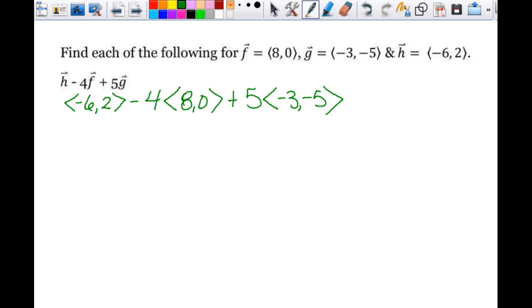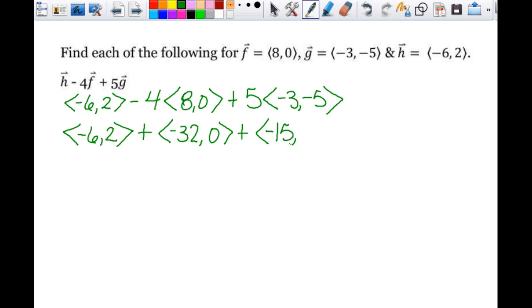So I'm really just going to be adding and subtracting, but before I do that, I have to multiply first, right? So I'm just going to rewrite this -6, 2. Instead of leaving this as minus, I'm going to make this plus and distribute the -4, right? So what's -4 times 8? -32. What's -4 times 0? 0. Plus 5 times a -3 is -15. 5 times -5 is -25.